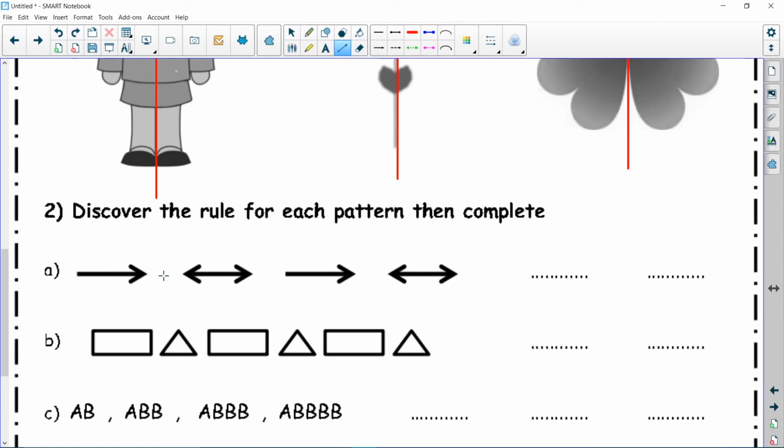This arrow on the right, then on the right and on the left, then on the right, on the right, on the left. Yes, on the right. Excellent. On the right and on the left.